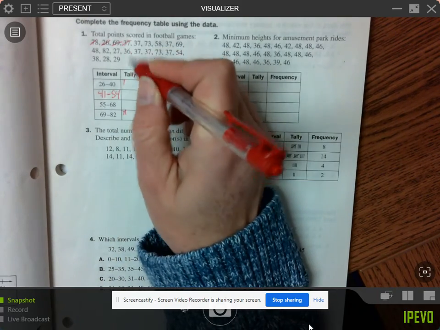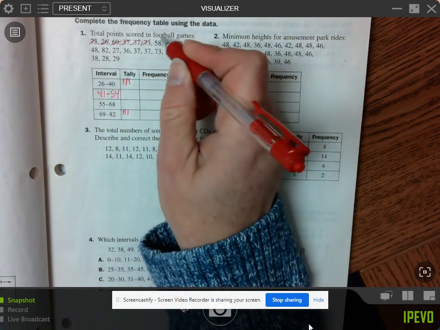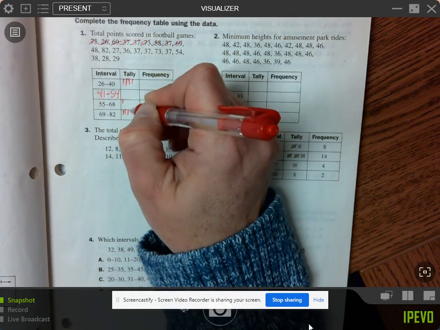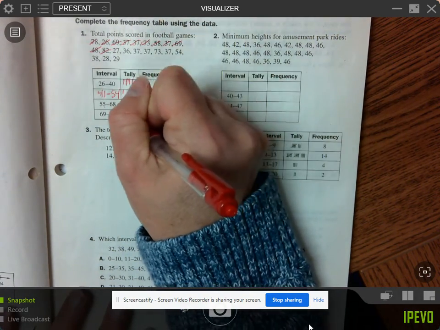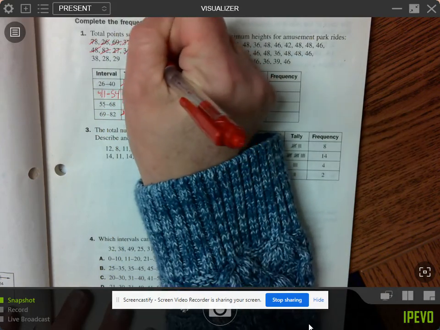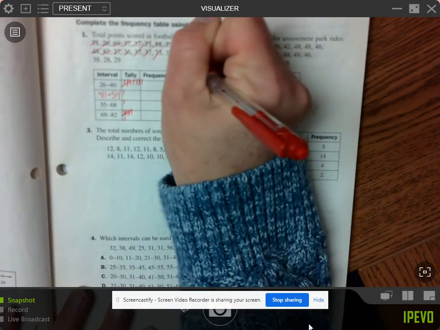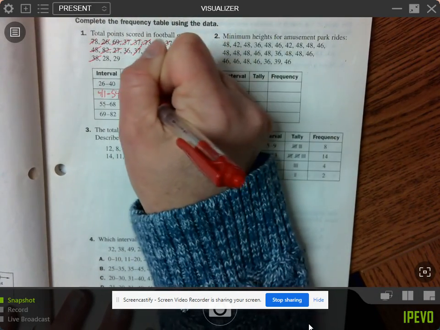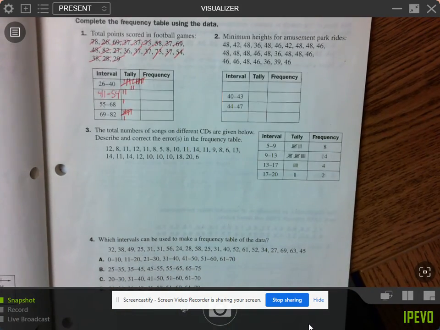69, 37, 37, 73, 58, 37, 69, 48, 82, 27, 36, 37, 37, 73, 37, 54, 38, 28, and 29. So you make your tally marks.